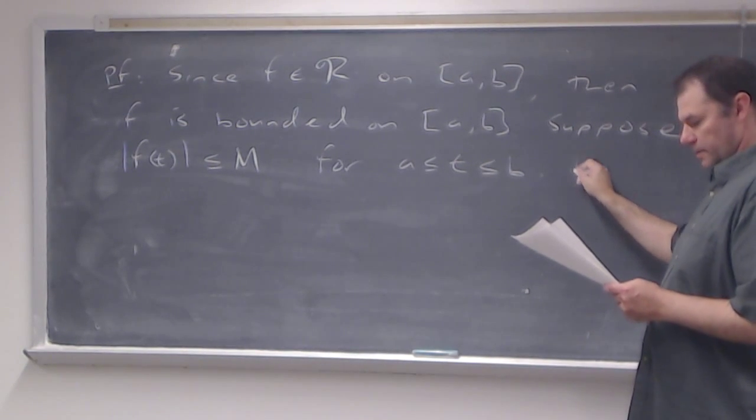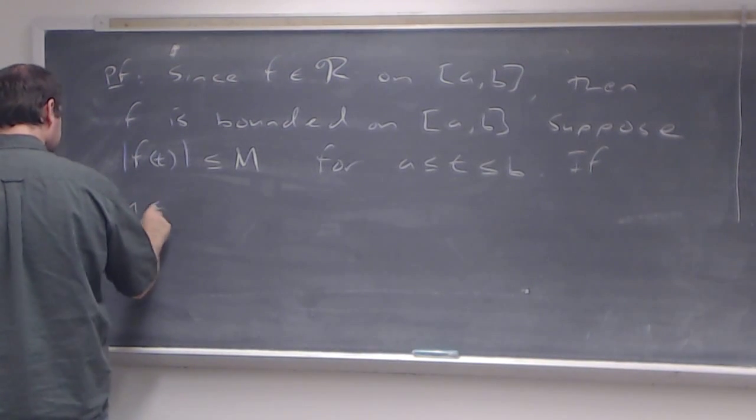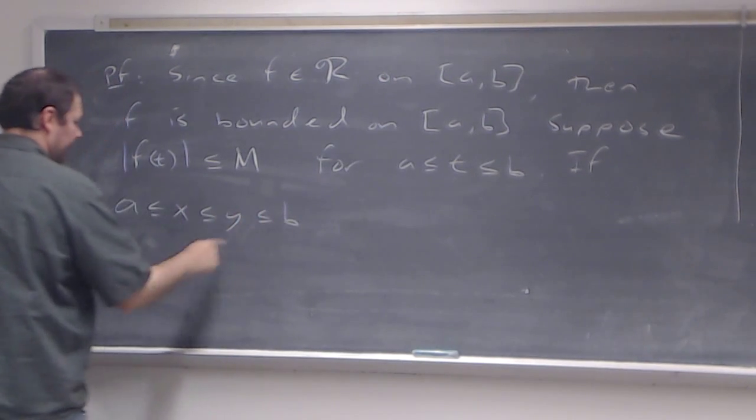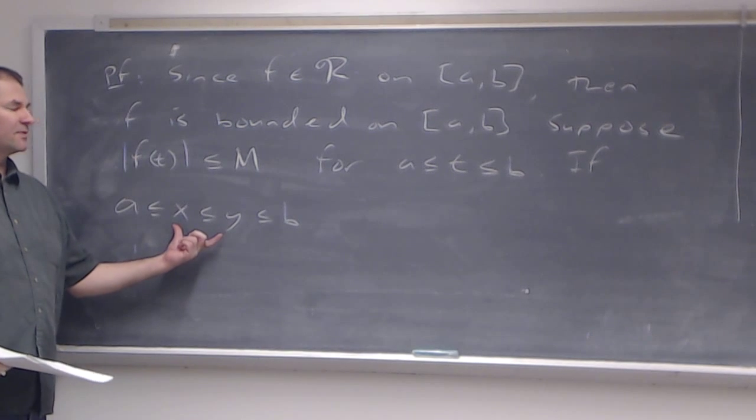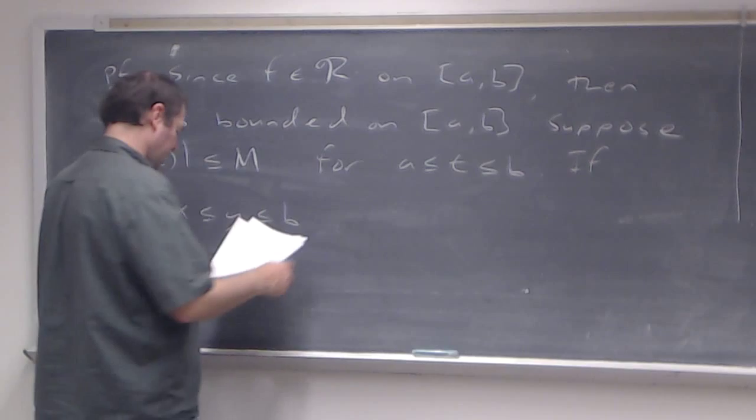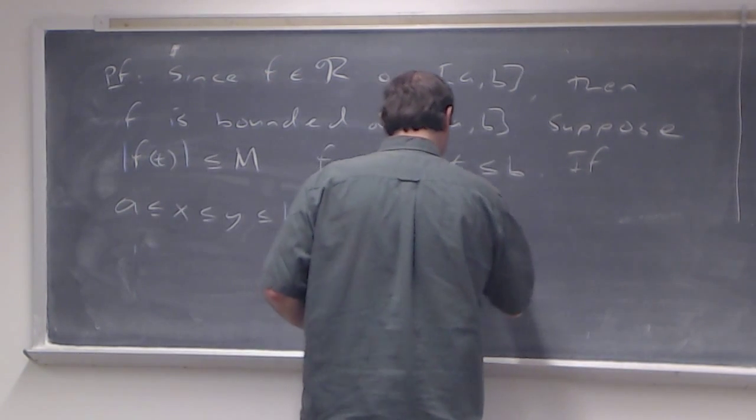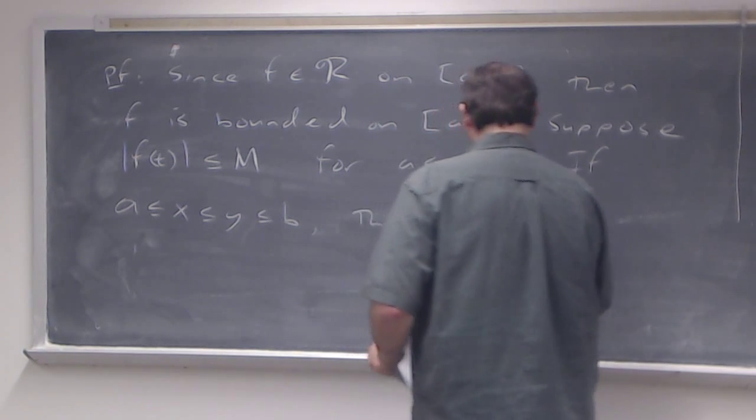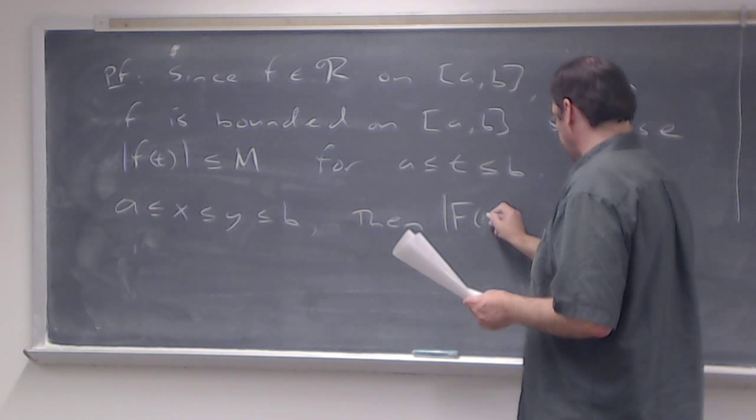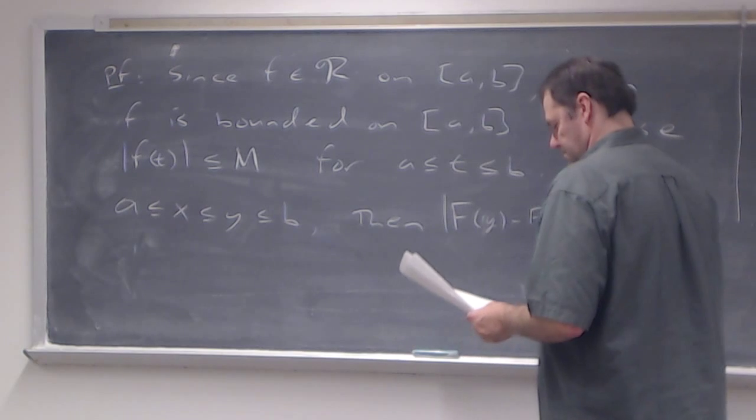So, if we have a less than or equal to x less than or equal to y less than or equal to b, I'm just taking two points in the closed interval from a to b, x and y, where one is bigger than the other. We're trying to show continuity of big F, so look at the absolute value of big F of y minus big F of x.